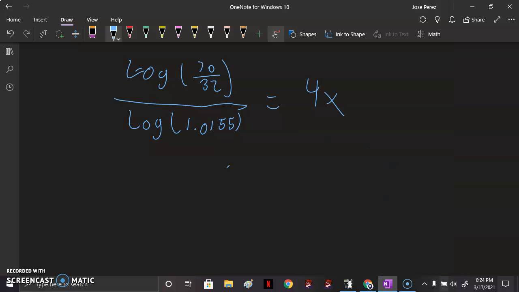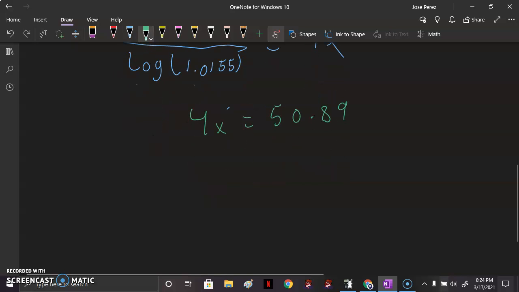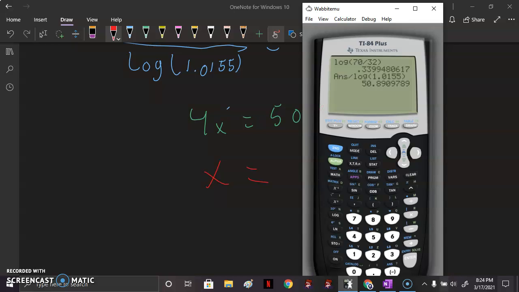So I'm going to shift everything like this. We get 4x is equal to 50.89. And what do we do next? Well, we just divide by 4 on both sides. So that's what we're going to do, and we get x is equal to, well, we're just going to put it on the calculator, divide by 4.